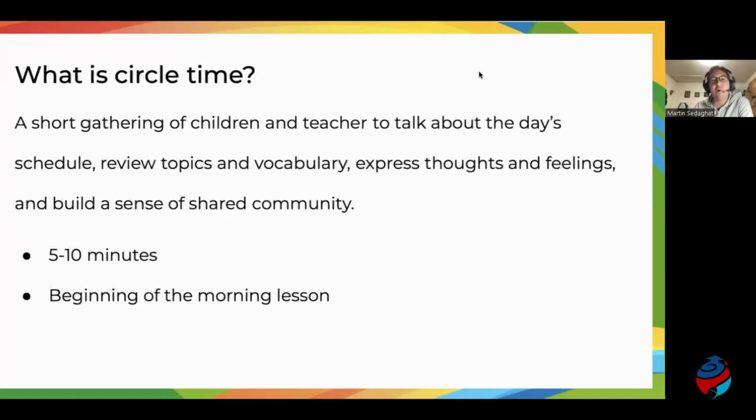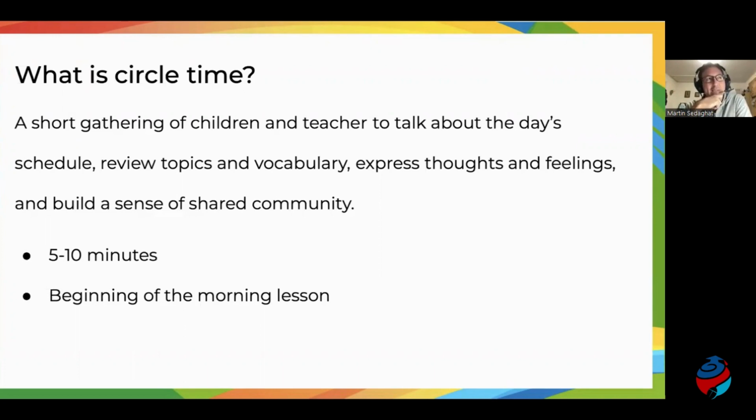Okay, so if we're going with the definitions here, circle time would be a short gathering of children and their teacher to talk about the day's schedule, review topics, vocabulary, express thoughts, feelings, and to build a sense of shared community in the classroom.